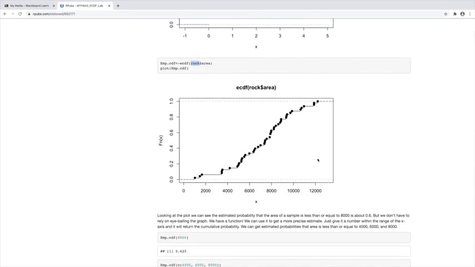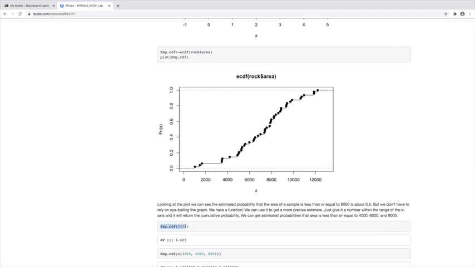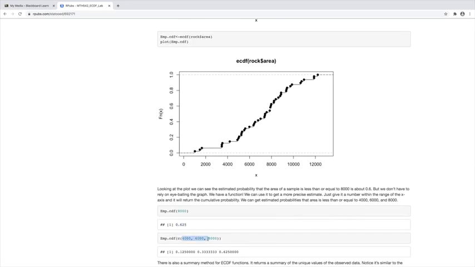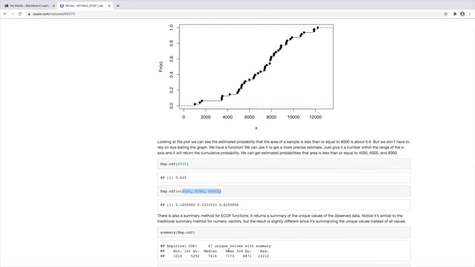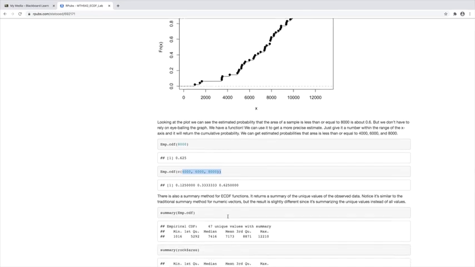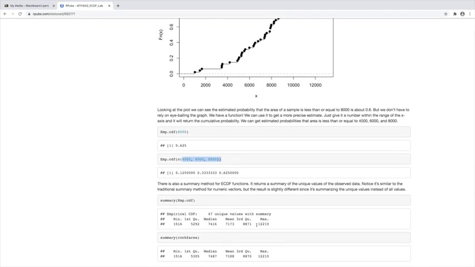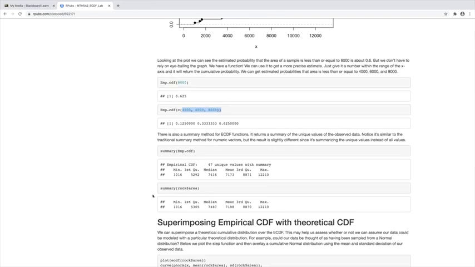Looking at the plot, we can see the estimated probability that the area of a sample is less than or equal to, let's say, 8,000, is about 0.6. But we don't have to rely on eyeballing the graph. We have a function we can use to get a more precise estimate. So if you wanted to see the empirical CDF at 8,000, it's actually 0.625. You can see it at different values. There are also summary methods for ECDF, so you can find the minimum, maximum, and all those values, and you can compare them with the summary of the actual data.